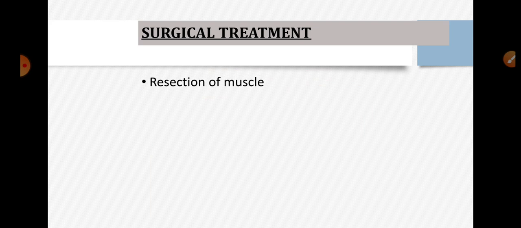Surgical treatment. So surgical treatment is a surgical procedure, resection of muscle to align the two eyes, that is surgical treatment. Surgical treatment is the ultimate treatment which is done to align the two eyes so that normal binocular vision can be achieved.